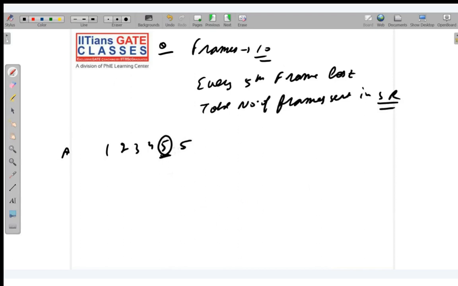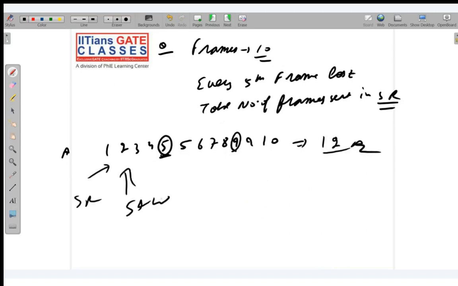So 1, 2, 3, 4, 5, then again 5 is repeated. Then 6, 7, 8, 9, and 1, 2, 3, 4, 5. This is the fifth frame, are you getting it? You have to count from here: 1, 2, 3, 4, 5. The fifth frame is lost, so you will repeat 9 and then 10. So 1 and 2, we have not reached till fifth, so no problem. How many retransmissions are there? 2. Total frames were 10, so 10 plus 2, that is 12 is the answer. So simple. The same answer holds for stop and wait also.